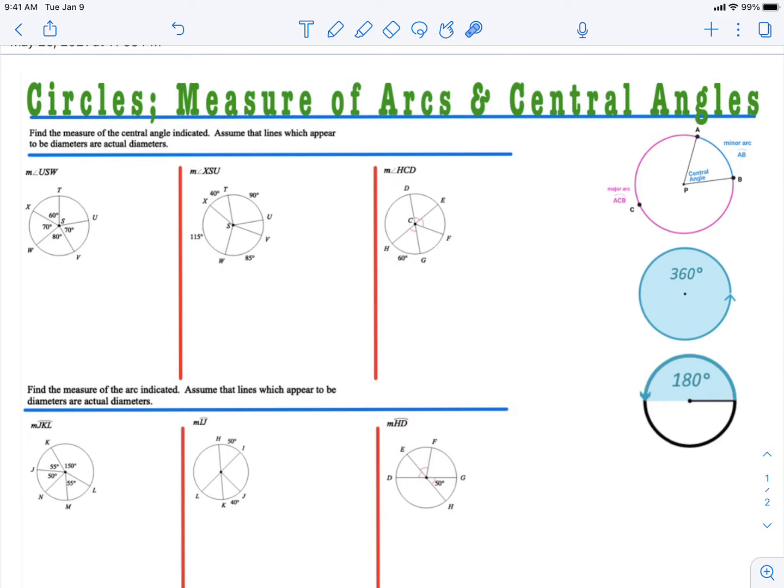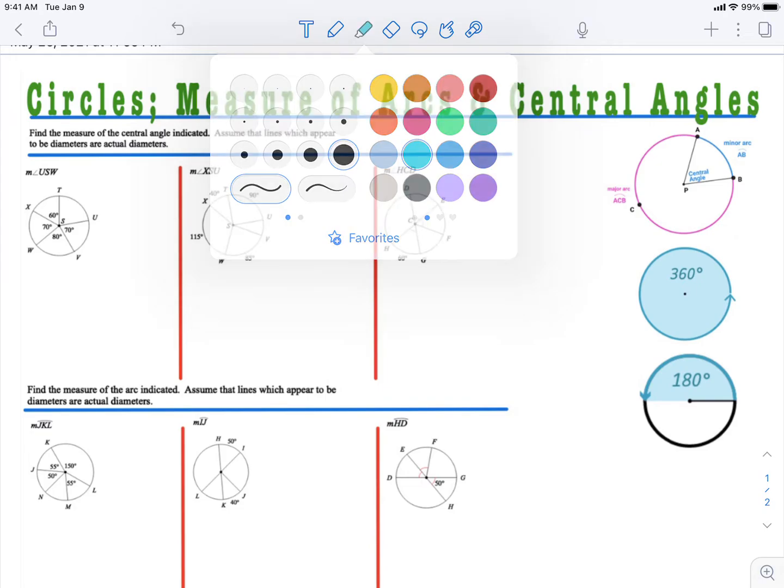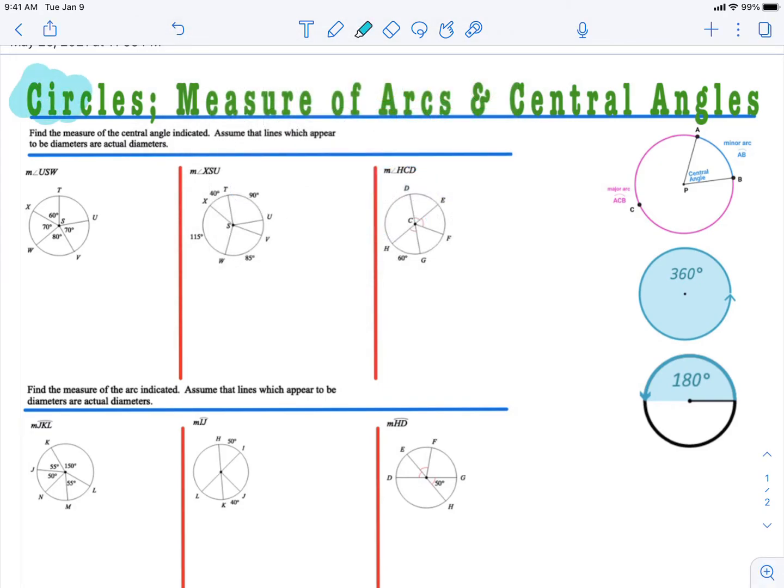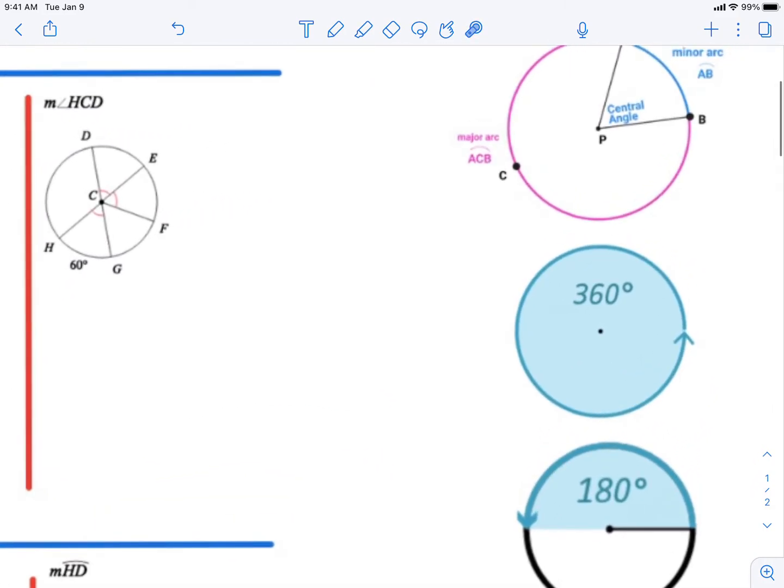And here we go. So the first thing that we always do is we identify the name of the notes, right? And the name of these notes is circles. We're still covering circles with an emphasis on the measure of arcs and central angles. So let us review that last time.